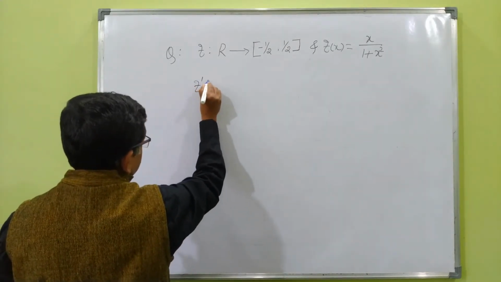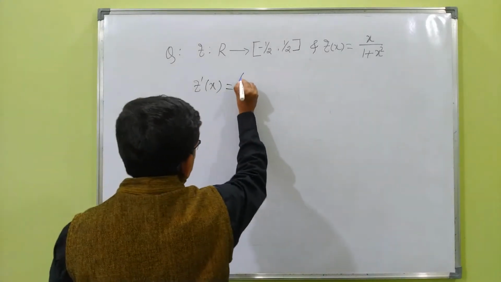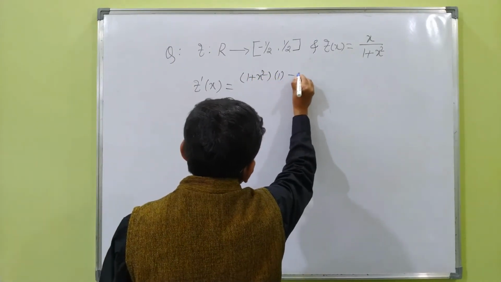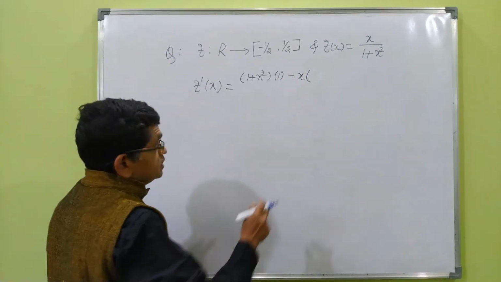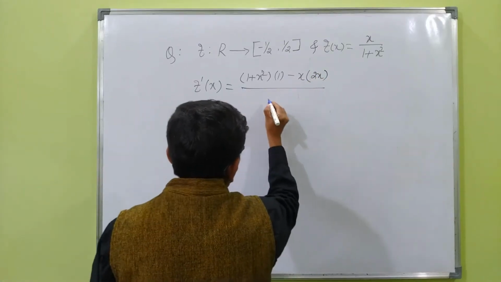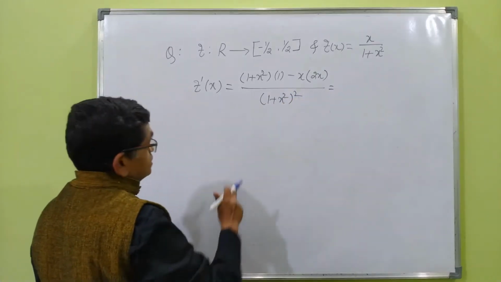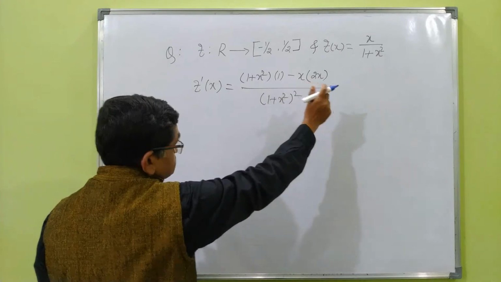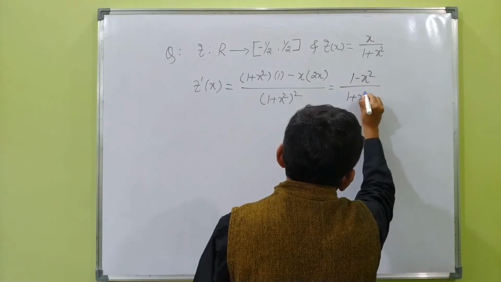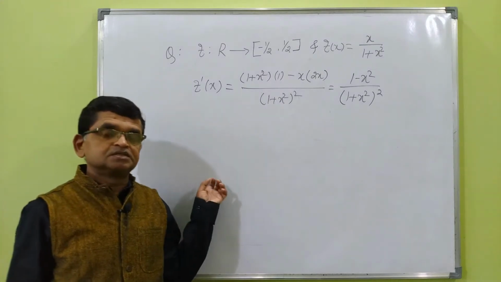f'(x) is equal to d by dx of the quotient: 1 plus x squared into d by dx of x, minus x into d by dx of the denominator, which is 2x, divided by the denominator squared. That is 1 plus x squared minus 2x squared, that is 1 minus x squared, divided by 1 plus x squared whole squared, isn't it? This is f'(x).